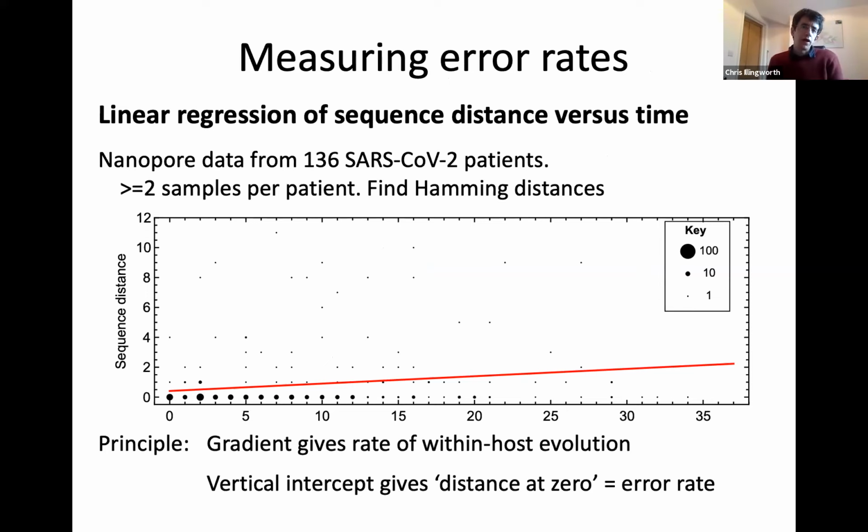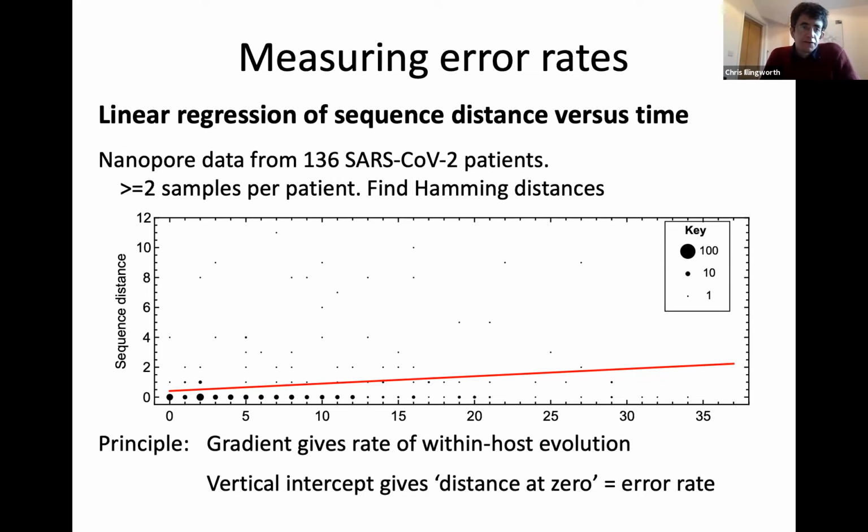And these are cases where a genome's been sequenced more than once from the same person. And so there's about 300 samples in this plot. And the simple idea is to take the sequence distance on the vertical axis and measure that against time in days on the horizontal axis, and then simply to do a linear regression. And the idea is that the gradient of that gives a rate of within-host evolution. So that is the change in sequence distance over time. That's just a measure of evolution.